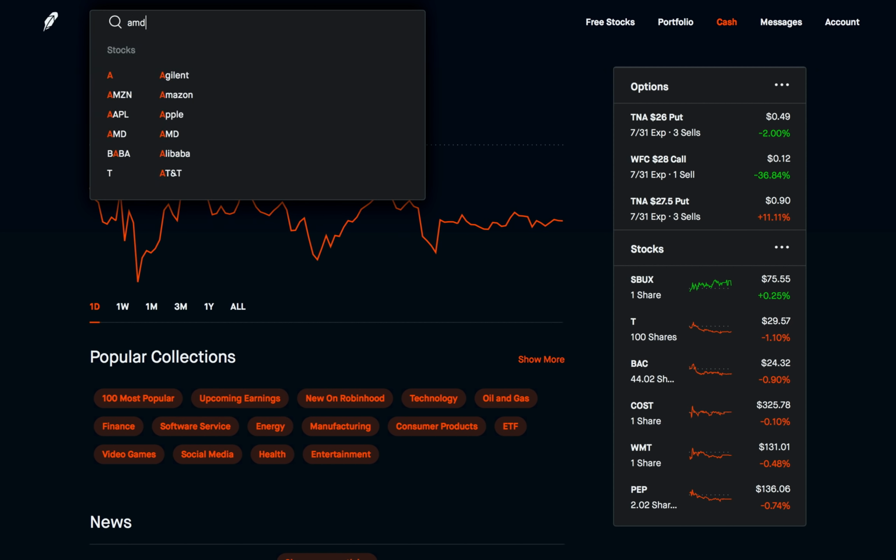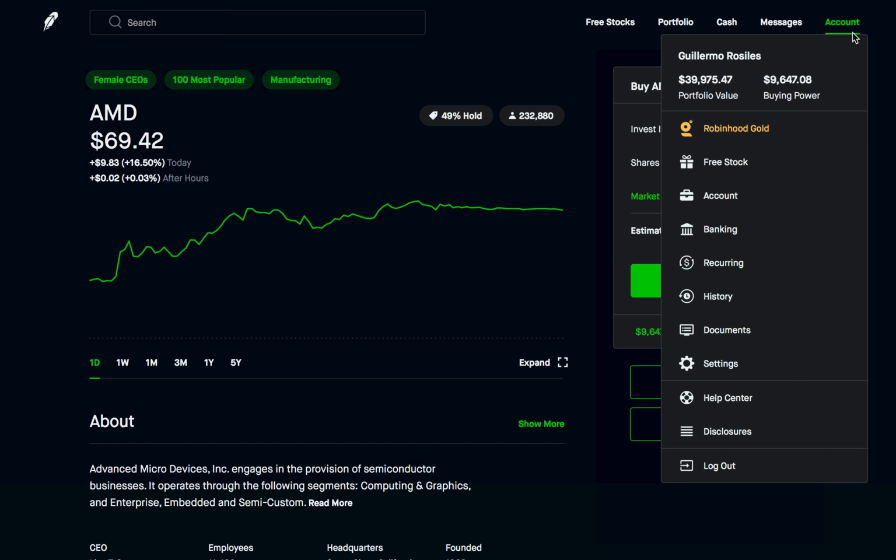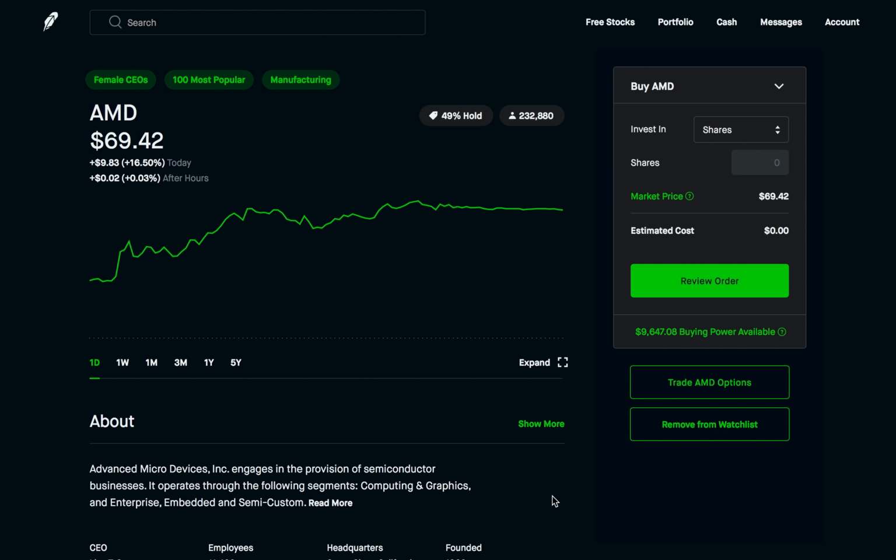So let's start off with AMD. Okay, I'm going to use AMD as my stock for this demo. So remember, if you can't see this button that says trade, whatever stock you're on, options, it's because you don't have it enabled. To enable it, go into your account, go into settings. There'll be a section that says options trading, and there should be a link or a button that'll say enable options trading. You just need to click on that to enable it, and you should be good to go.